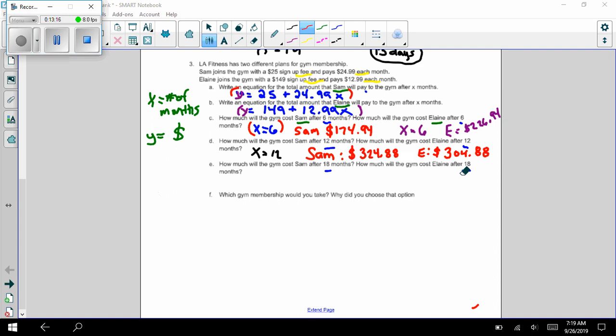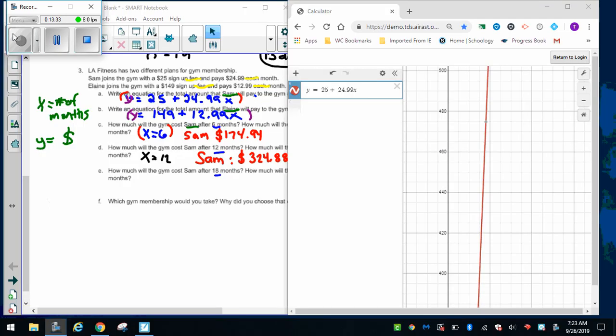Letter E, how much will the gym cost Sam after 18 months? And how much will the gym cost Elaine after 18 months? I'm going to go ahead and go to Desmos right now. I just realized I didn't give you an example of exactly what that looks like. So I'm going to go ahead and open up Desmos now.